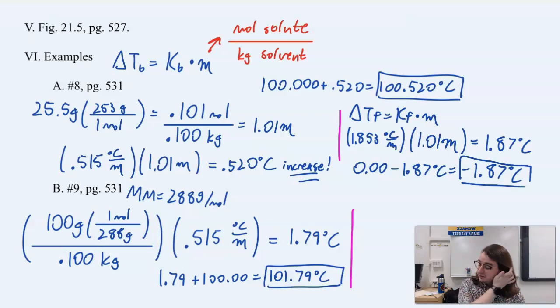You're going to now calculate the freezing point of 100 grams of naphtha disulfonic acid in 100 grams of H2O. You have the molality already from the last time, so just give it a shot. Come on back when you're done.